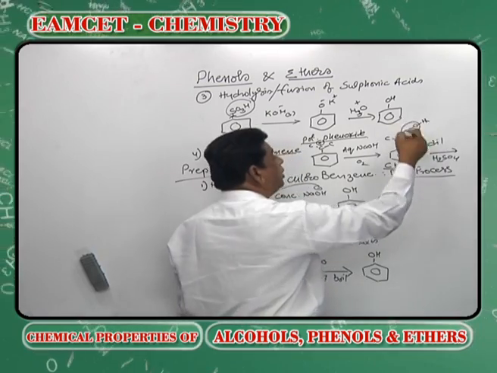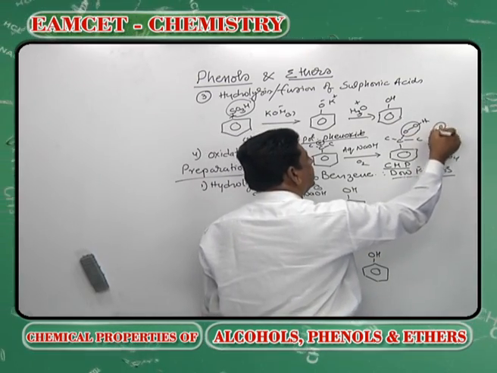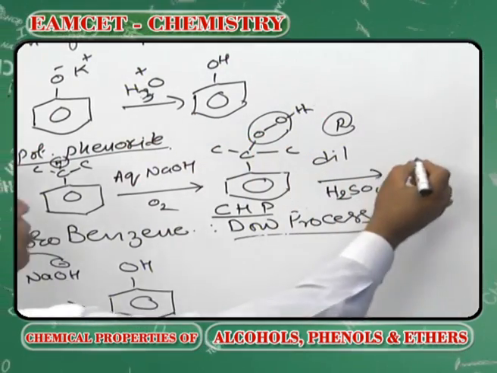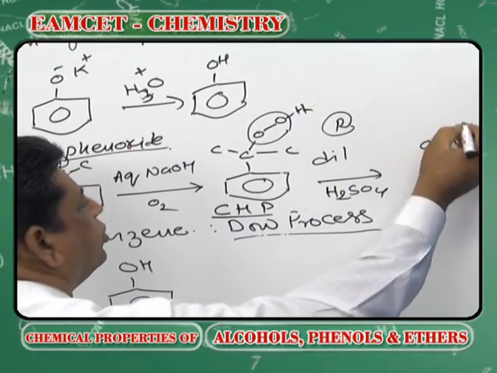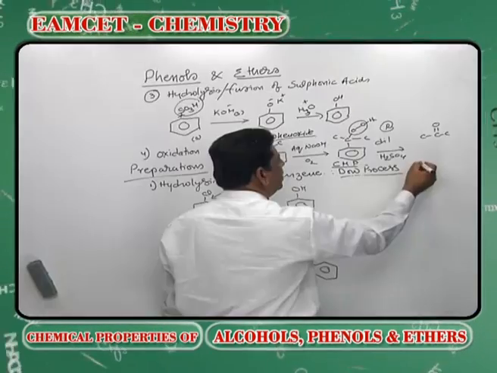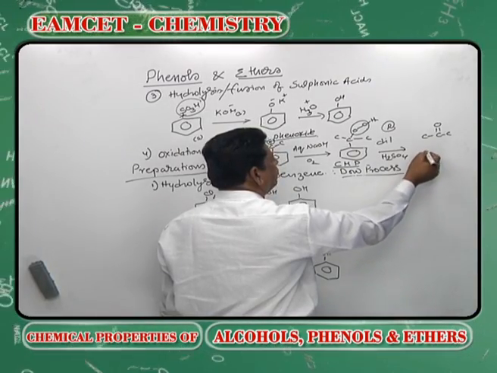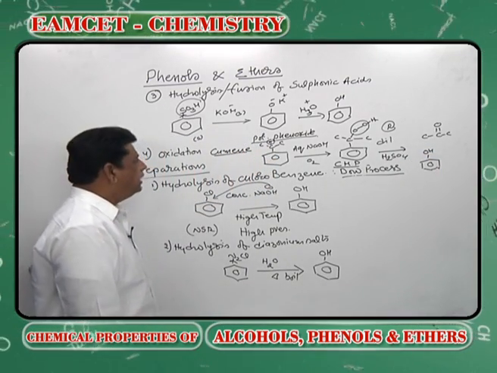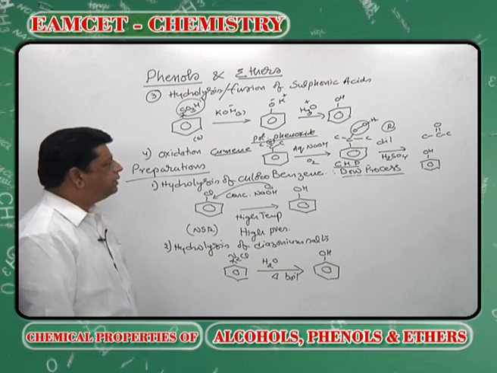The whole group undergoes a molecular rearrangement, and this 3 carbons with O becomes acetone, right? And the benzene with the OH becomes the phenol. So, we get phenol by this method. Acetone as well as phenol, both are very important for this particular purpose.